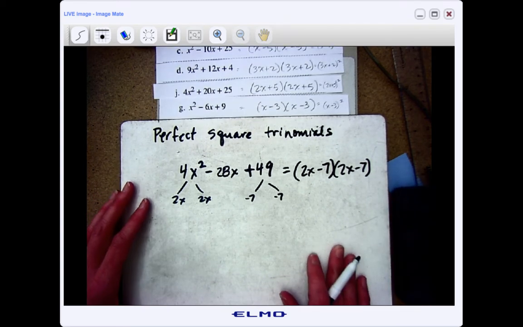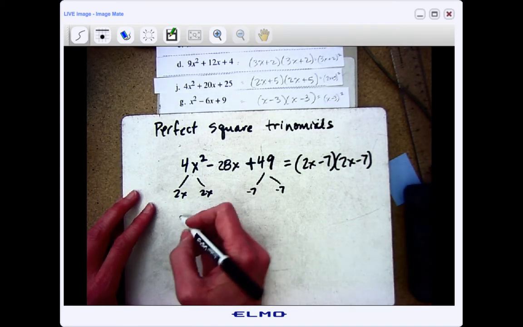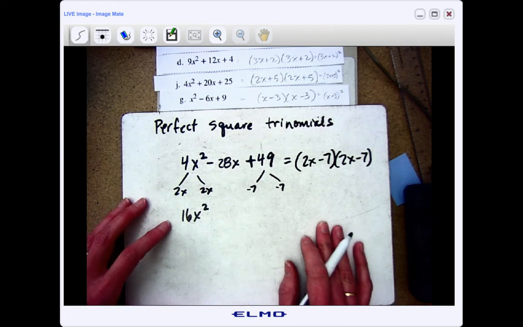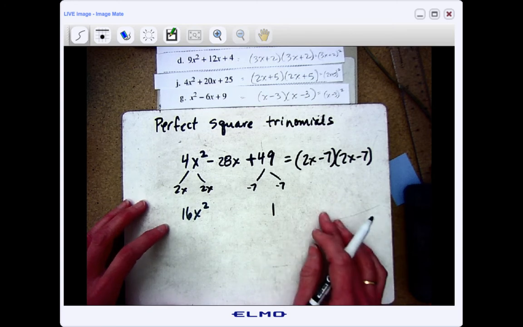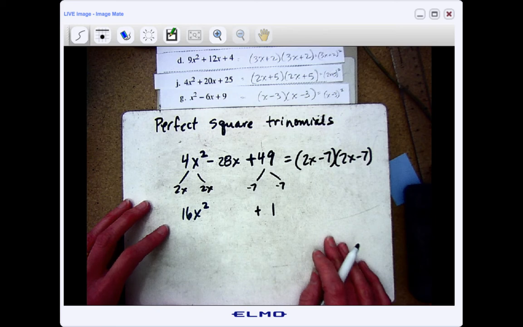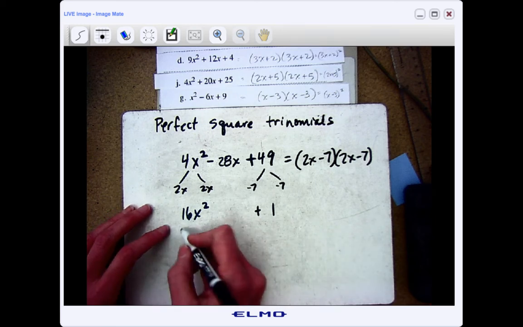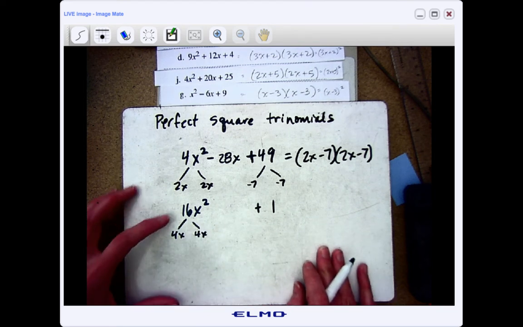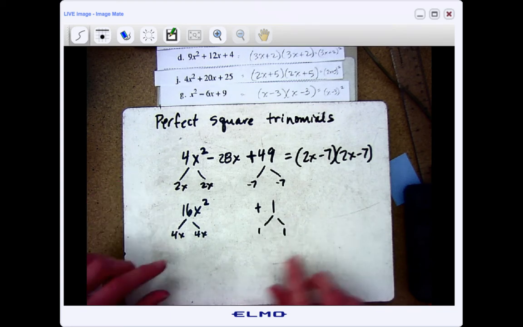All right, let's just do one more before we move on. I'm going to put another perfect square in the top. Let's say I have 16x squared, and another perfect square back at the end. Let's just do 1, because sometimes people forget that 1 is also a perfect square. Again, I have to have a plus sign here, and a plus sign there. What could 16x squared be? 4x and 4x, I take the square root of 16x squared. And 1 is either 1 and 1, or it could be negative 1 and negative 1.